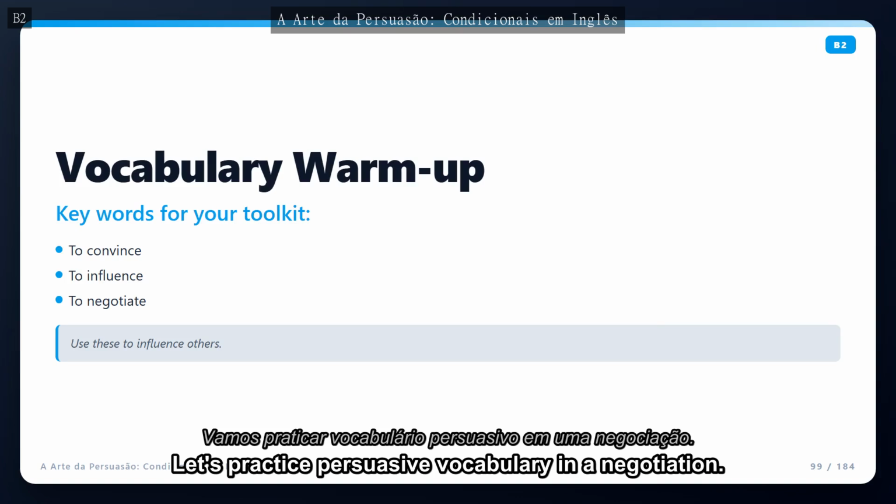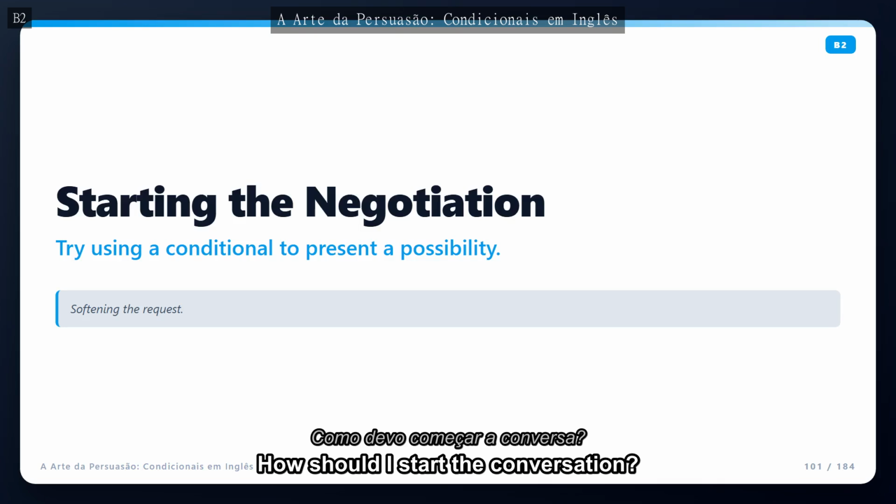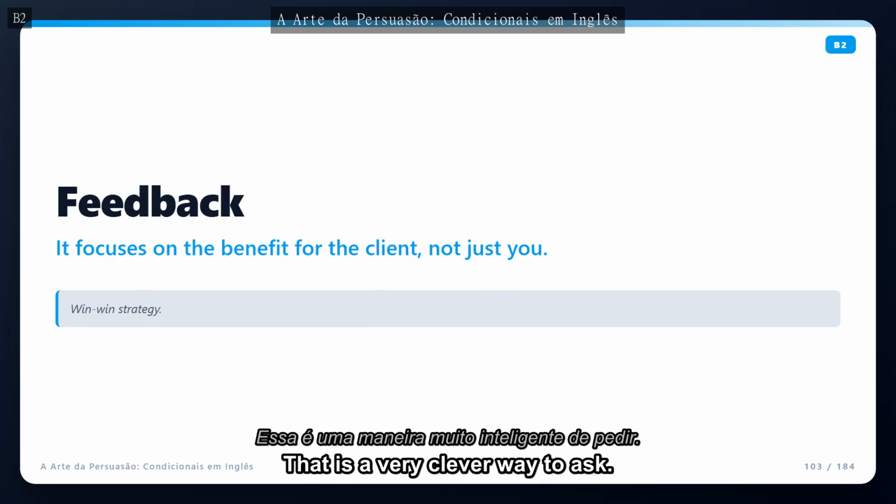Let's practice persuasive vocabulary in a negotiation. Imagine you are trying to convince a client. How should I start the conversation? You could say, if we had more time, the quality would improve. That is a very clever way to ask.